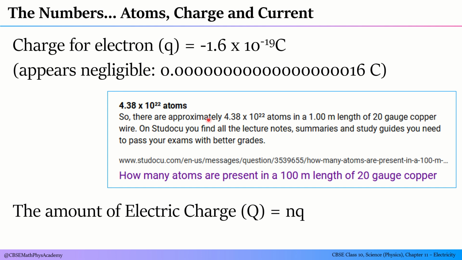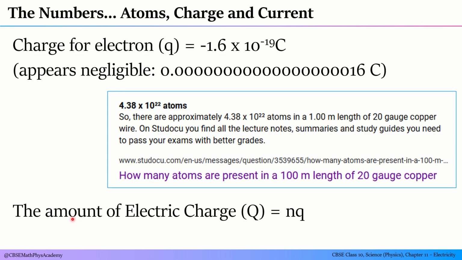Now let me share some interesting numbers and perspective. We just saw in the last video that the charge of the electron is minus 1.6 into 10 power minus 19 coulomb, which is very negligible. In numerical terms, it's absolutely negligible. You might wonder how this much charge can be helpful to carry the current. This picture is a Google search, where I asked about the number of atoms in a 1 meter copper wire. What it says is that 1 meter copper wire has 4.38 into 10 power 22 atoms.